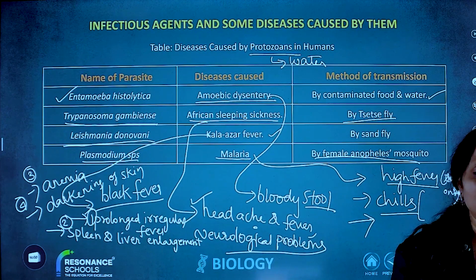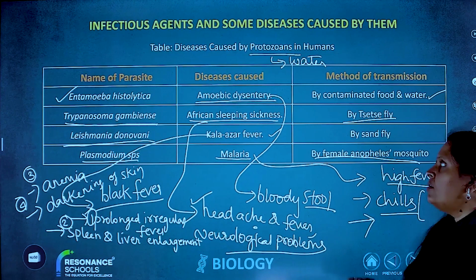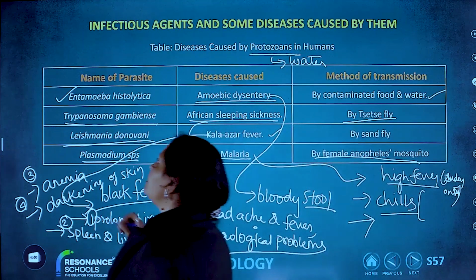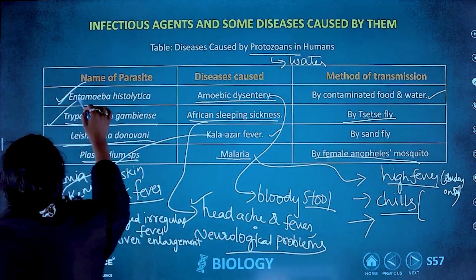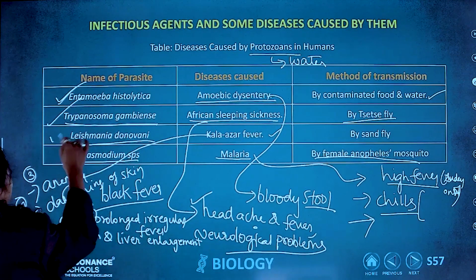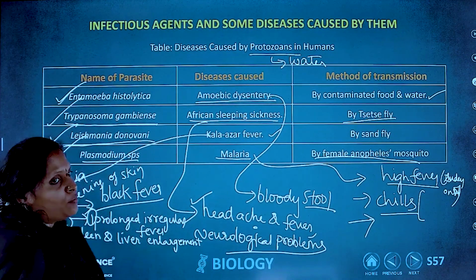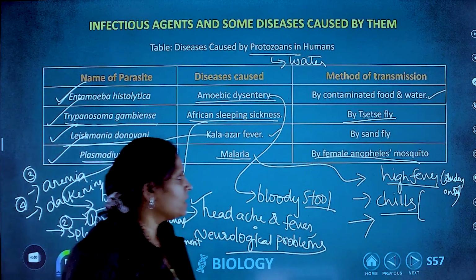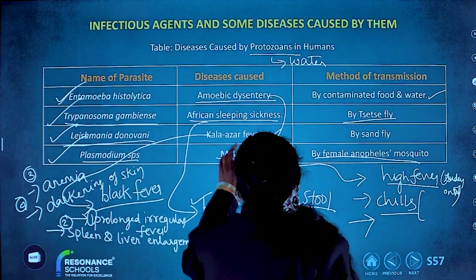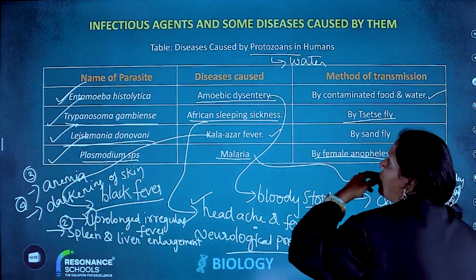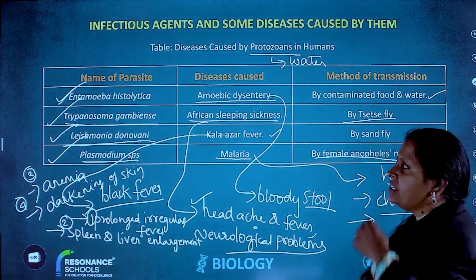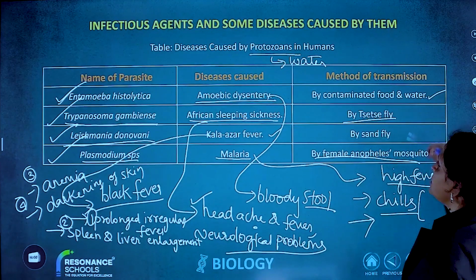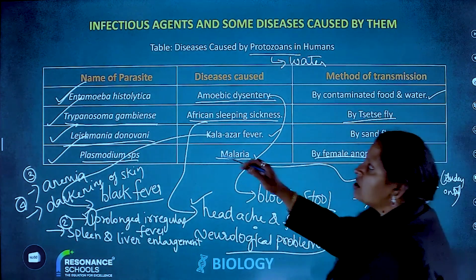Cold, chills. Understood? So now, what are the names of the parasites we have seen? Entamoeba histolytica, Trypanosoma gambiense, Leishmania donovani, Plasmodium species. Body pains will also be there. Yes. Entamoeba histolytica causes amoebic dysentery, method of transmission is food and water. Trypanosoma gambiense.